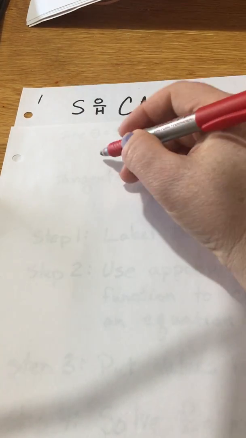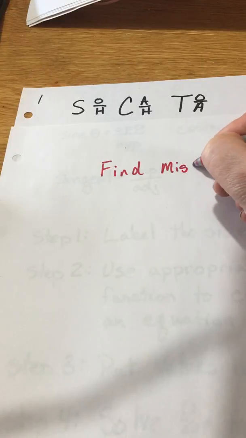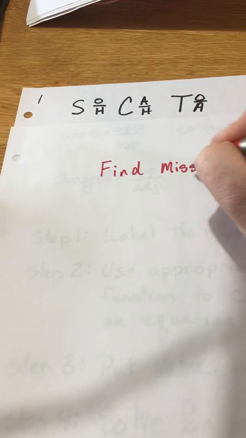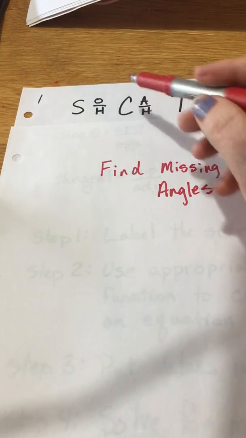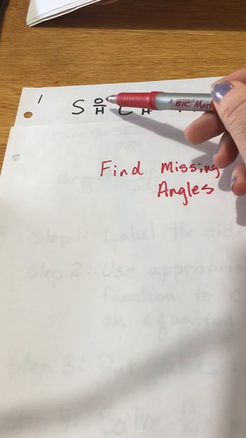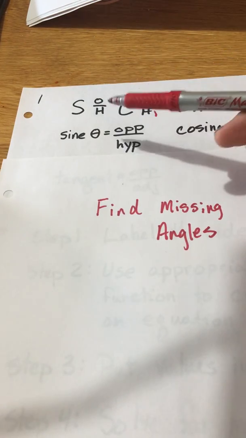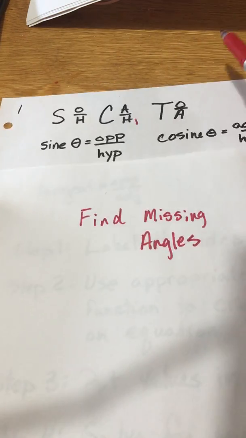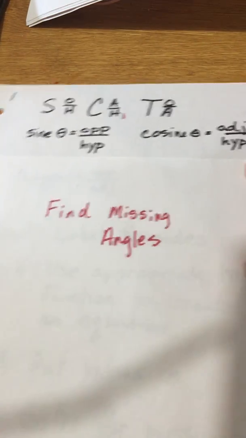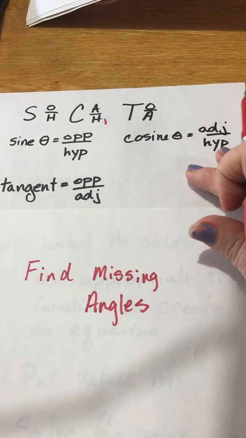So first off, this one is finding the angles. Find missing angles. If you are missing the angle, that is the very first part of your quiz. If you are missing your angles from the right triangles, first thing I want to remind you is SOHCAHTOA. That stands for sine is opposite over hypotenuse, cosine is adjacent over hypotenuse, and tangent is opposite over adjacent.